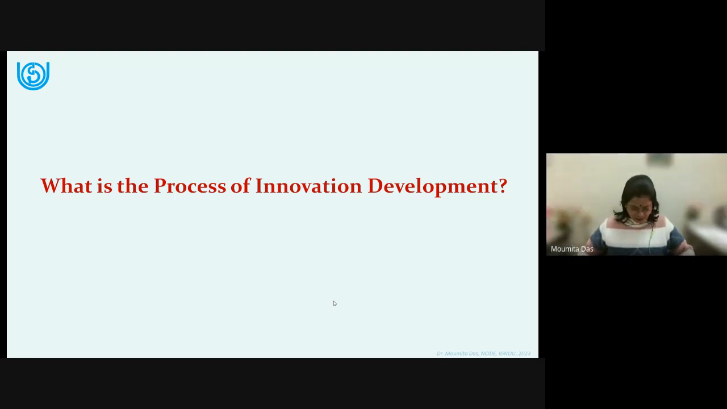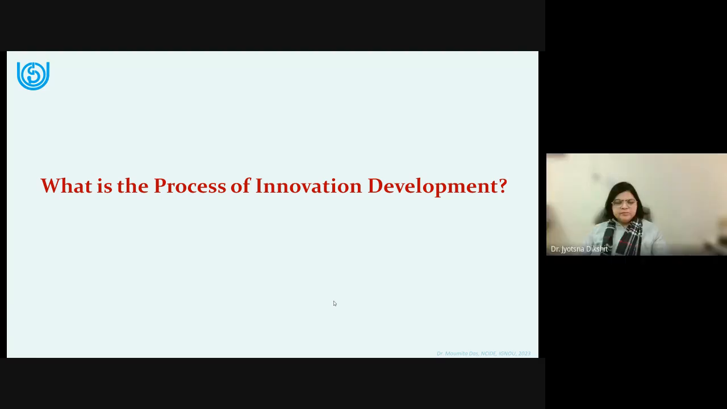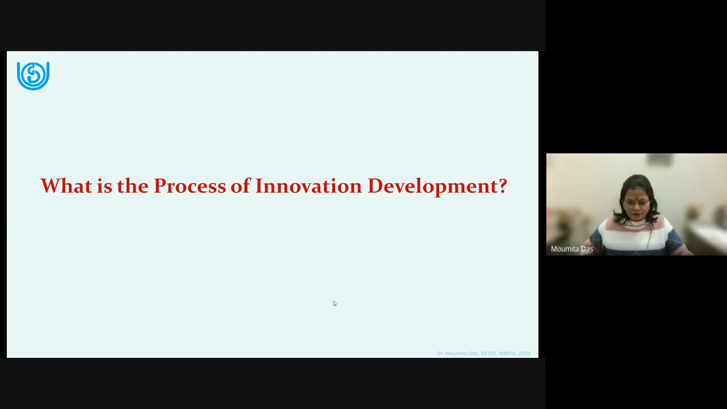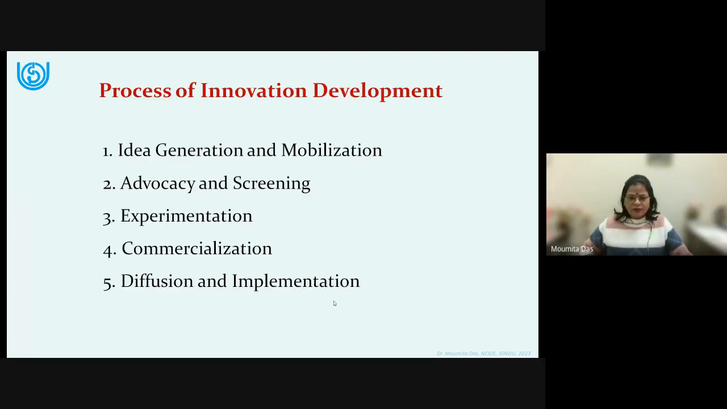So let us start. Is my PPT visible to all of you? Yeah, it's visible. Okay, thank you. So all of you have given very good answers. This is something which I've taken from the literature, and this is a list of 5 steps, and there could be 7 steps also, but for a general understanding, I have taken this.